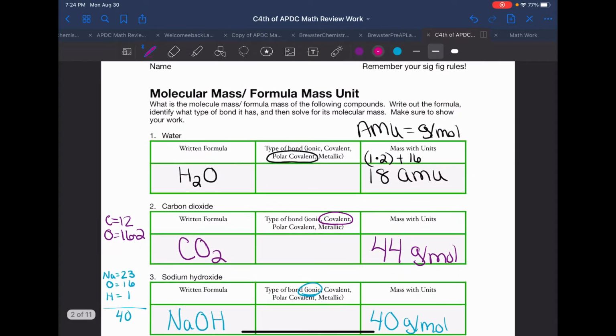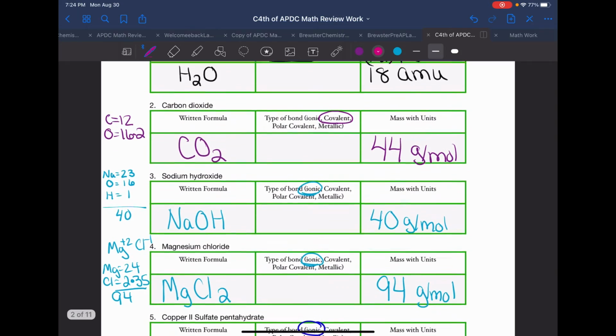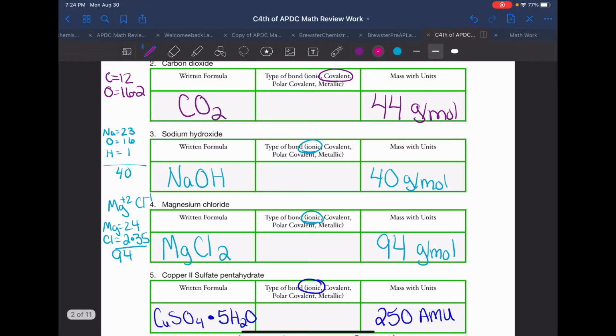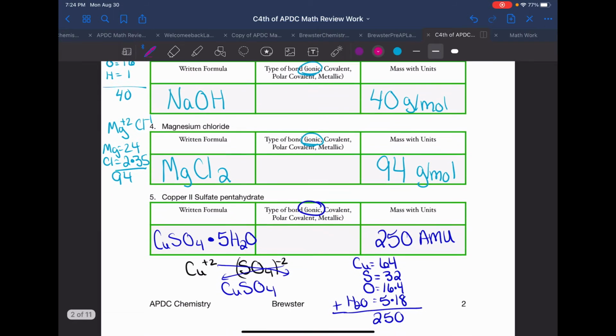Then we looked at molecular mass and formula mass. I just want to remind you that molecular mass means that you're working with a covalent substance, and formula mass means I'm working with an ionic substance. Okay? So you can check yourself here. I went ahead and provided all of them, and you can see my work on the side. And again, just to check yourself, we're just adding up the parts off the periodic table. And that's how we get our numbers.